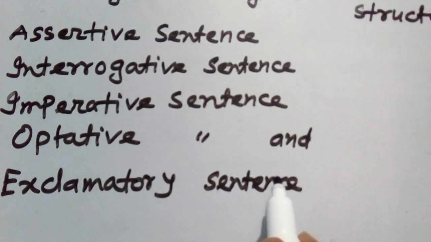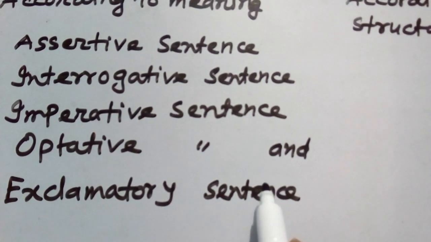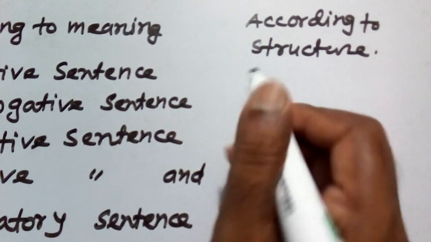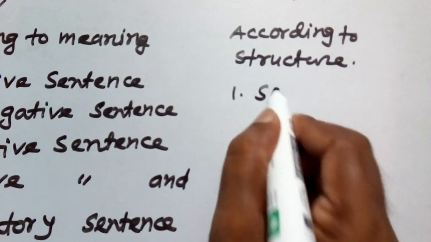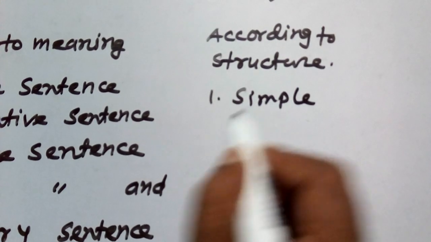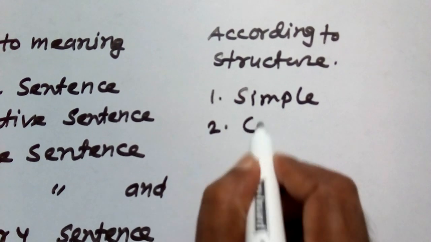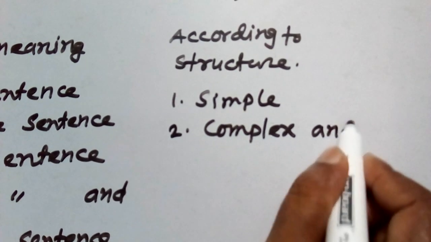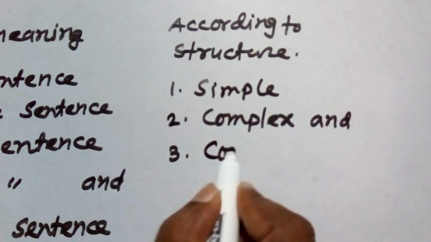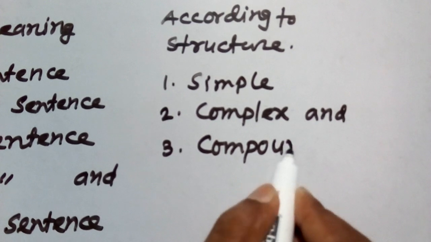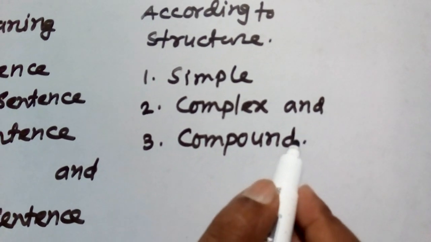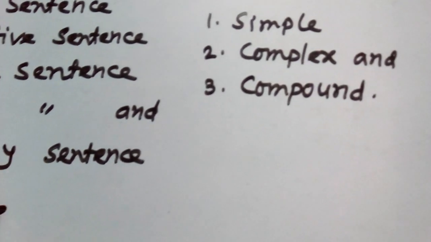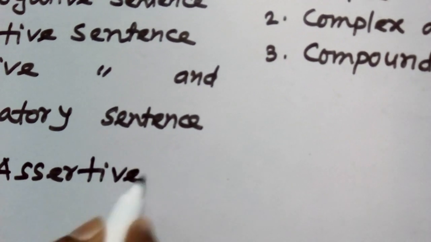On the other hand, according to structure, we can divide the sentence into 3. Number 1, simple sentence. Number 2, complex, and number 3, compound. Today we want to discuss about assertive sentence.